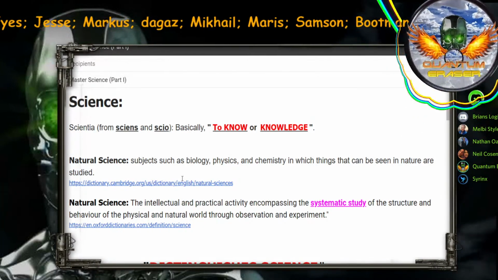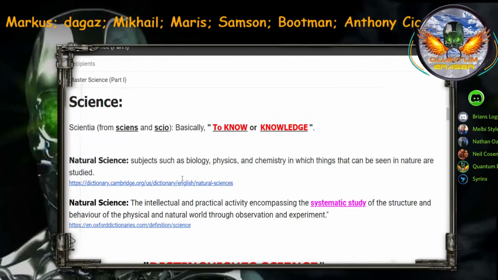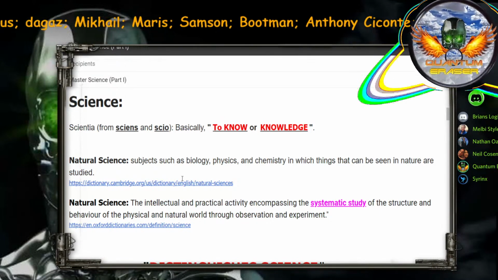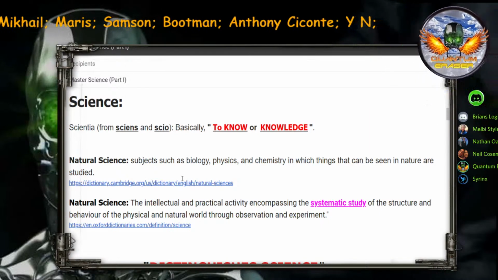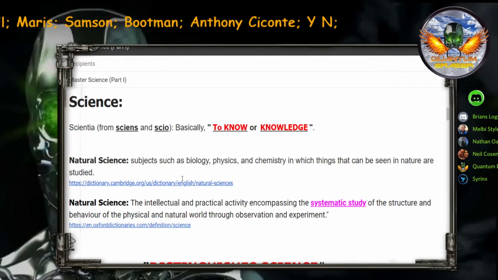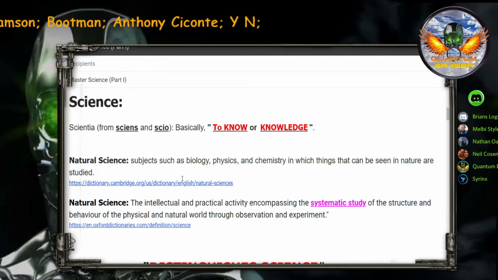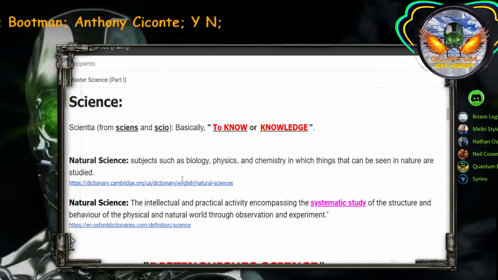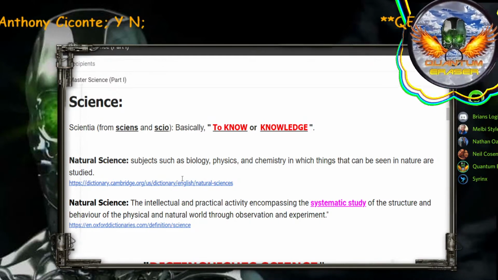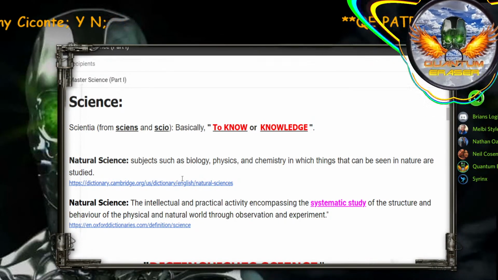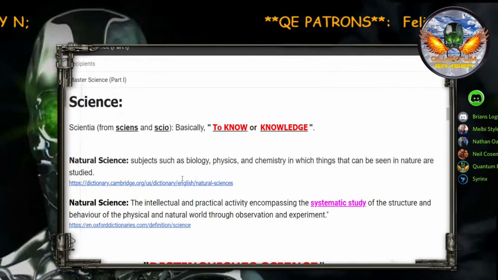Now, part of that is very vague. The second half of that, in which things that can be seen in nature are studied, that's pretty vague, right? I got a problem with that. However, I'd like to point out something. Biology, physics, and chemistry. Where's all the other ones? The ones that prance around, prop their tails up. Everyone talks about them as science. Where is astronomy, cosmology, astrophysics, paleontology? Where are all these guys at? They're not here, are they? Wonder why. That stood out to me.